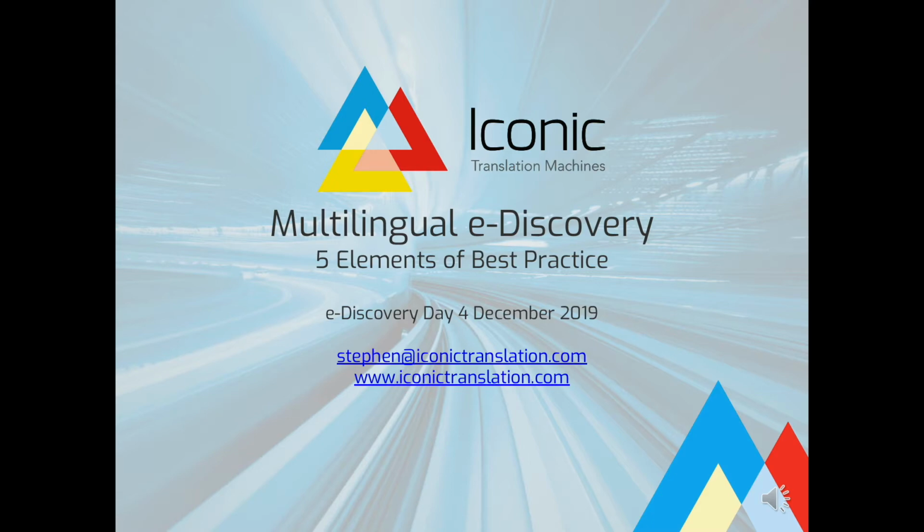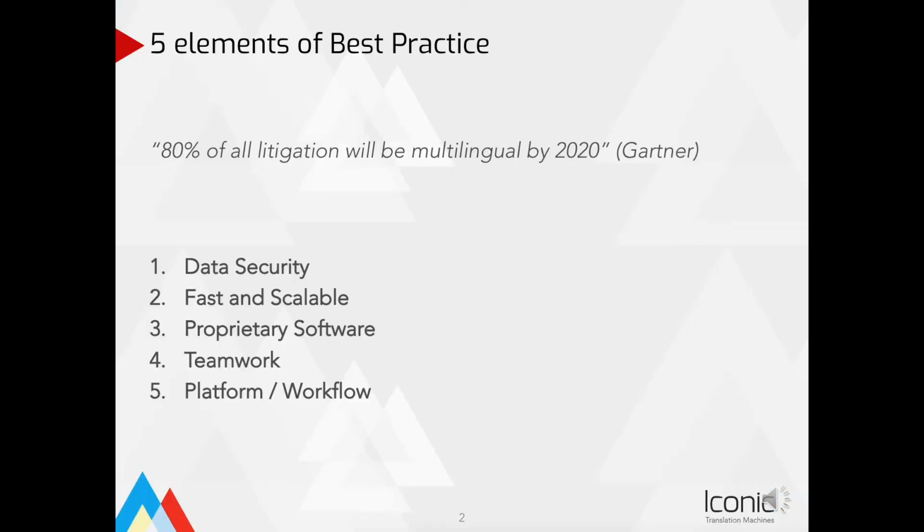We at Iconic have gained some invaluable experience in this area and would like to offer these 5 considerations to ensure success when the need for translation arises. Firstly, we'll be talking about data security. Then we'll be talking about translation that is fast and scalable. And then proprietary software, as out of the box isn't fit for purpose. And teamwork. What happens when things don't go to plan? When files are of poor quality, or any other unforeseen problems? You'll need a team that is responsive to your needs. And fifthly, you require seamless translation from within your own platform, within your own workflow.